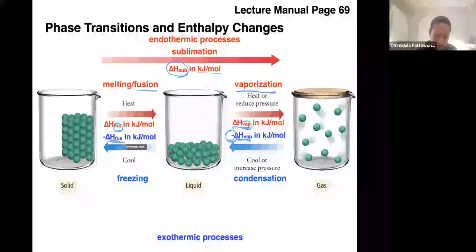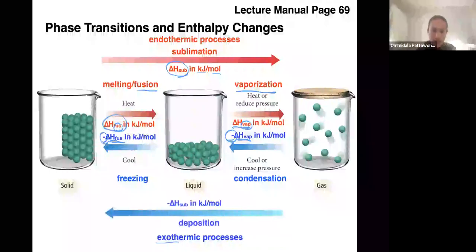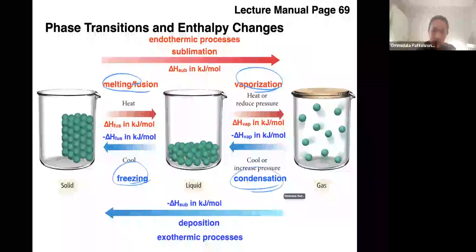That means in this case, the heat involved with freezing would be the negative of the enthalpy of fusion. And the last one, deposition, is going to be the same thing as well. The amount would be the same as sublimation, but the sign would be the opposite. Next, we are going to focus our attention on each of these processes and the factors that affect them.